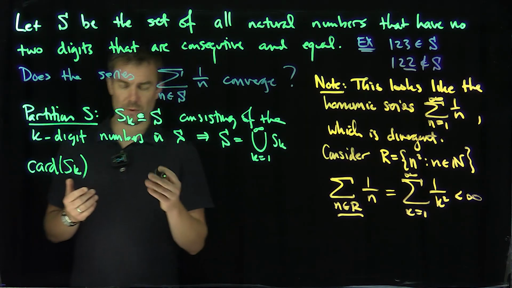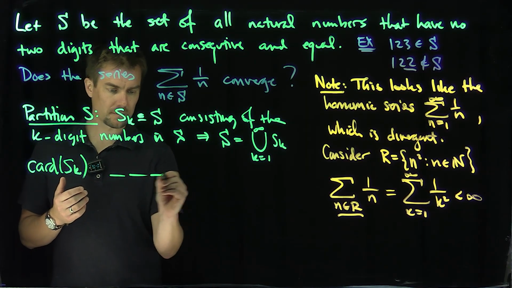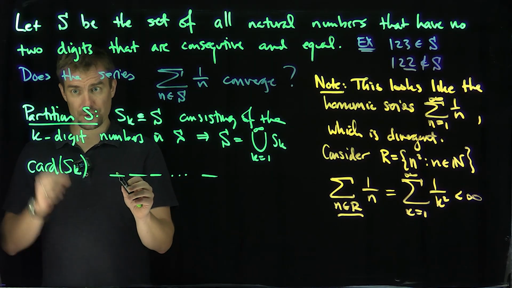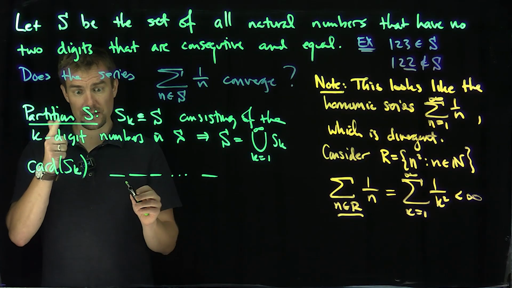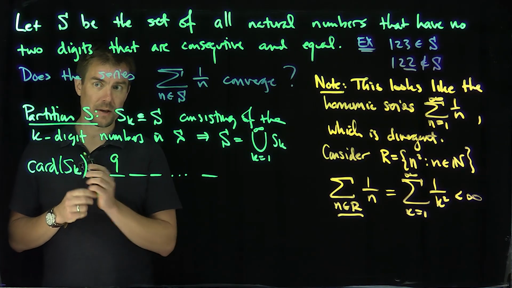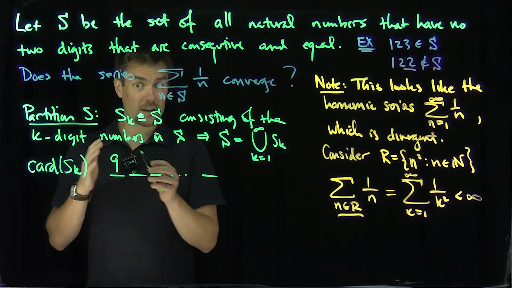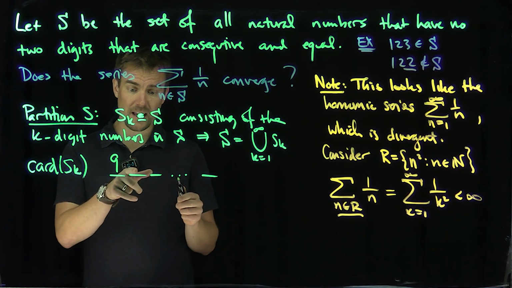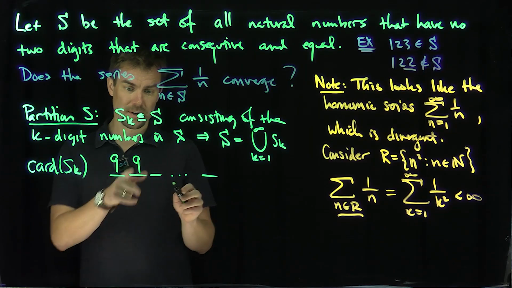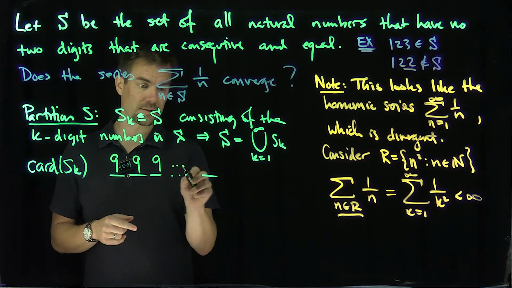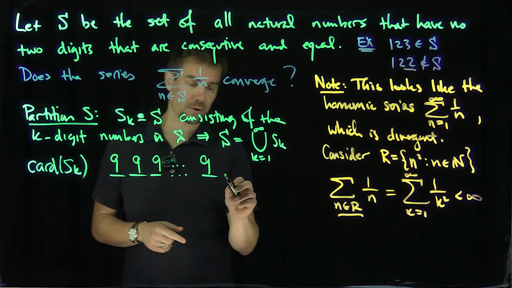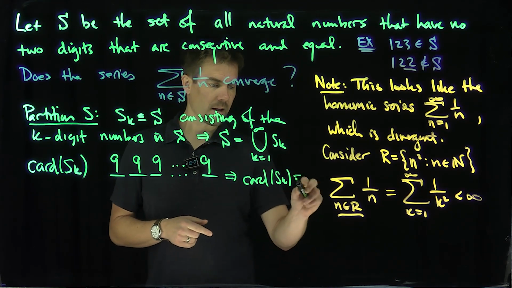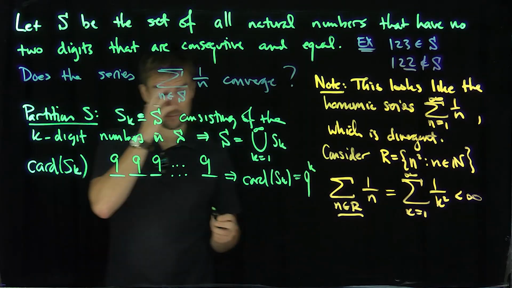Let's think. We have k digits. I have how many choices for the first digit? The first digit can't be 0, so I can have 1 up to 9, so there's 9 choices for this. Then I could have 0 through 9 over here, but it can't repeat. Whatever number is over here can't be over here, so that's another 9 choices. The same thing over here, there's 9 choices. So the cardinality of Sk is 9 to the power k.